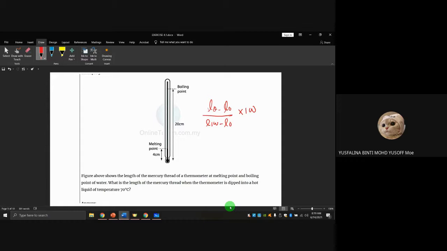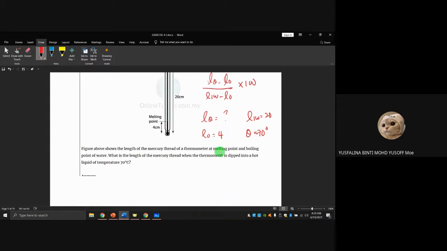So what is the L theta here? L theta is the one that you need to find. And then L0 is 4, L100 is 20 cm. So theta is 70. The question actually wants you to find the length of the mercury when the temperature is 70 degrees, right? So I already gave you the formula. Theta is L theta minus L0, over L100 minus L0, times 100. Others got 7.2. Okay, Lakshmi got 7.2.